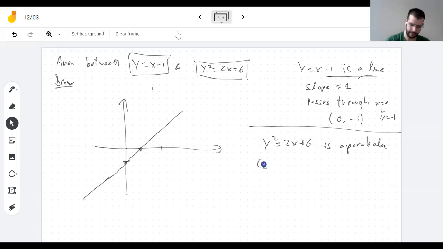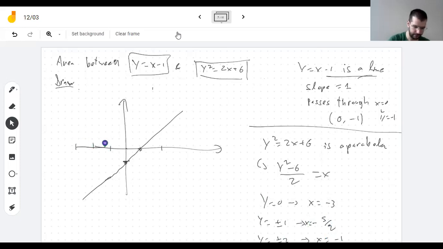Maybe I can solve for x and just plot a bunch of points. If y equals 0, x equals negative 3. If y is plus or minus 1, x is negative 5 over 2. If y is plus or minus 2, x equals negative 1. So the parabola goes like this.